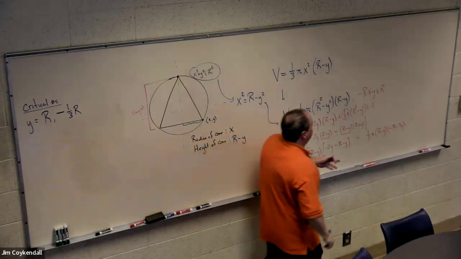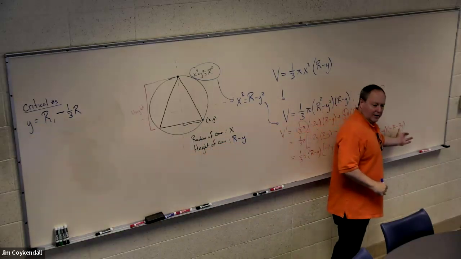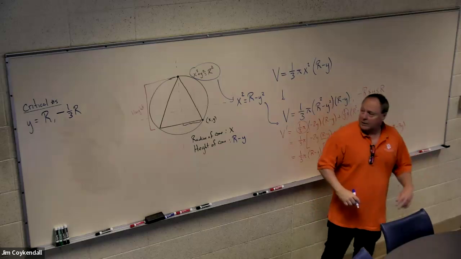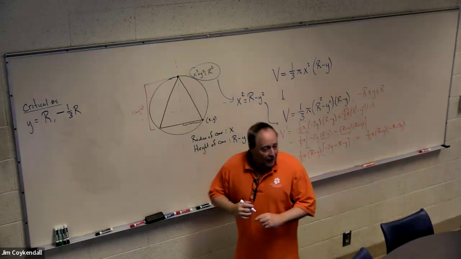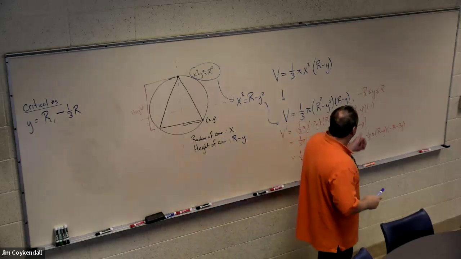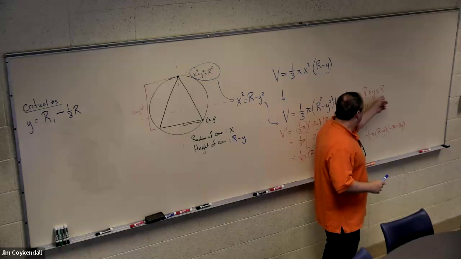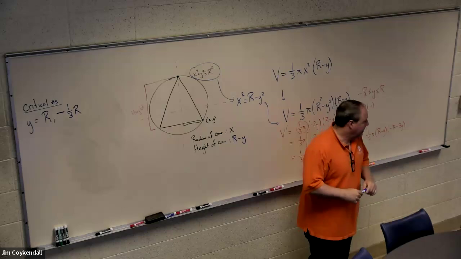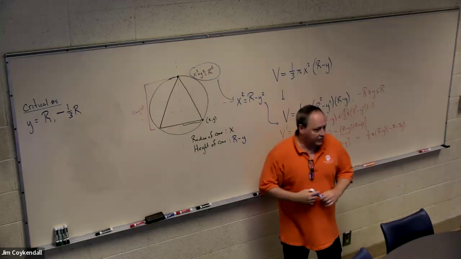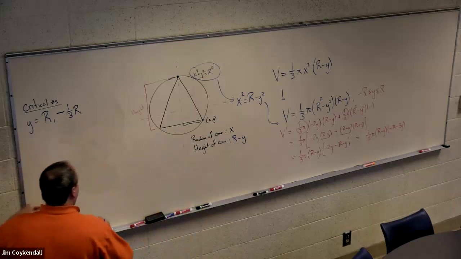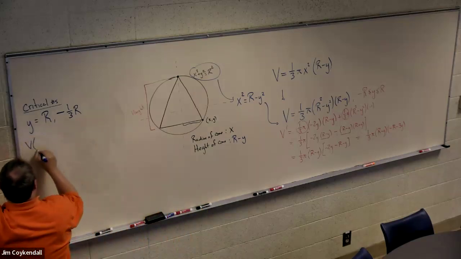Setting the other one equal to zero, you get 3y equals negative R, or y equals minus 1/3 R. Two critical numbers. Are they in our range? Are they in our playground? Yes, both of them, R and minus 1/3 R, are in our playground. One of them happens to be an endpoint, so that makes life a little bit easier. So all we have to do now is check this out.